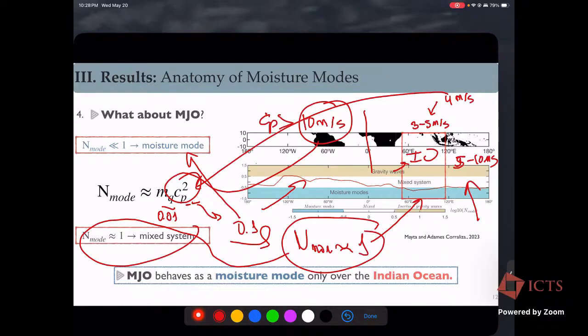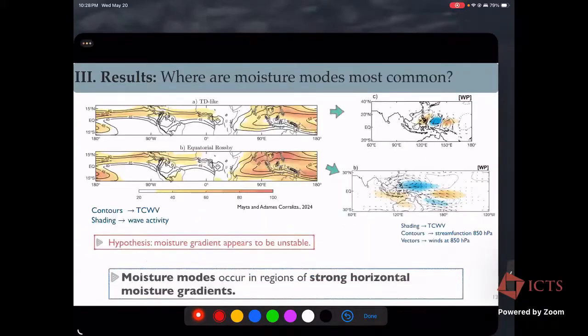So temperature variation and moisture variation both play an important role in the thermodynamics of the wave. Just TD and Rossby waves can be classified as moisture modes over the whole tropical domain, and the Madden-Julian oscillation is a moisture mode, but just in a specific region. Okay, moisture modes exist. TD disturbances and equatorial Rossby waves are the only waves that can be considered as moisture modes.